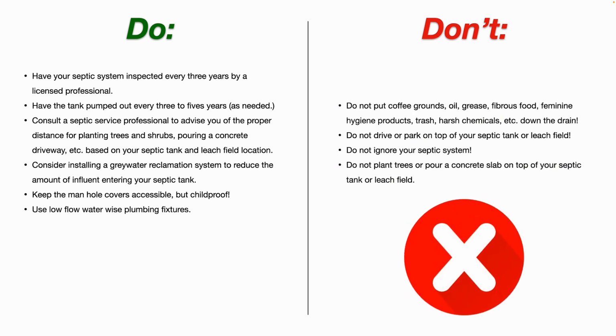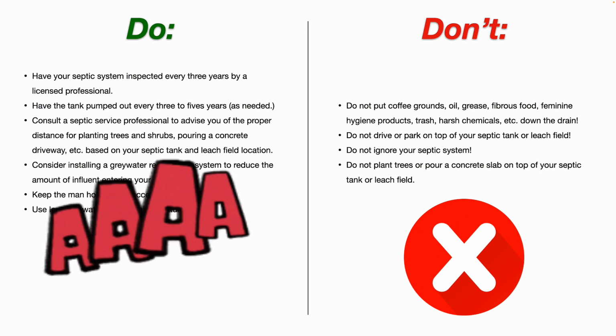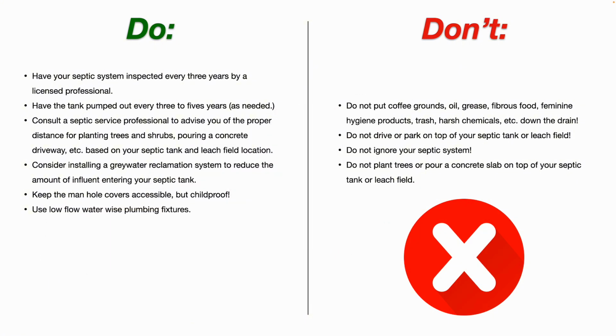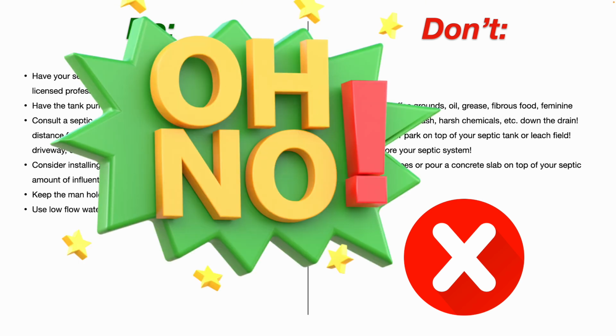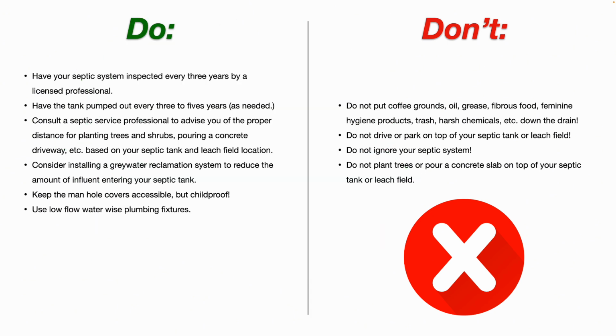So don't put coffee grounds, oil, grease, fibrous food matter, chicken bones, feminine hygiene products, trash, harsh chemicals, prescription medication, etc. down the drain. Why? Because you can clog your septic system and you can throw off the balance of the microbes that live in the septic system that break down the solids and the sludge. You can actually kill those off and cause your septic system and leach field to become plugged and clogged with sludge and not work properly.